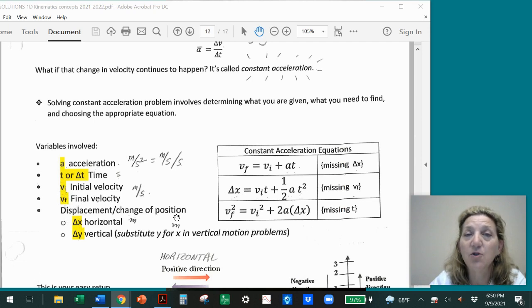And displacement or change of position is going to be delta x when you're working in the horizontal direction and delta y in the vertical. You should substitute a y wherever you see x in the equations.